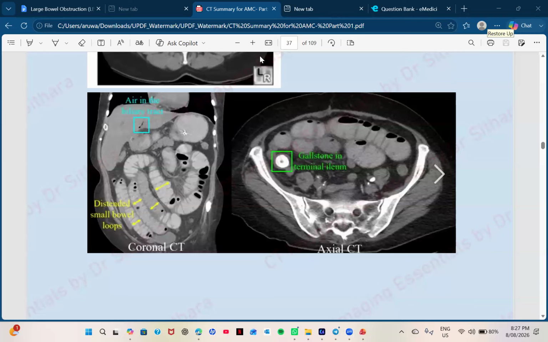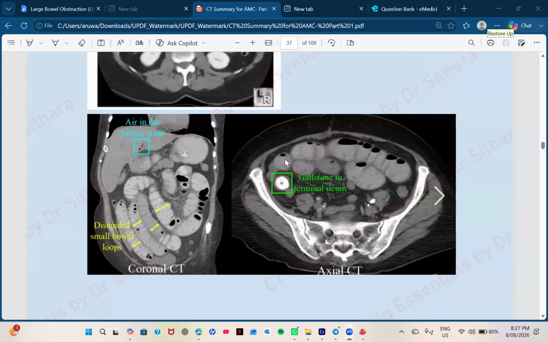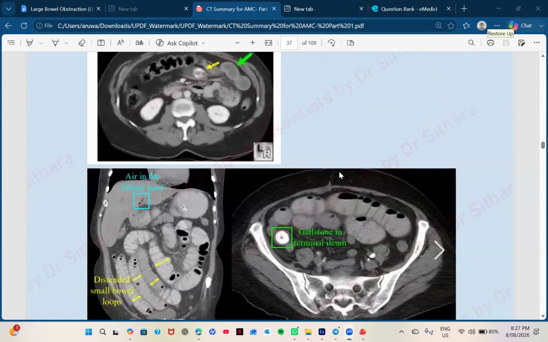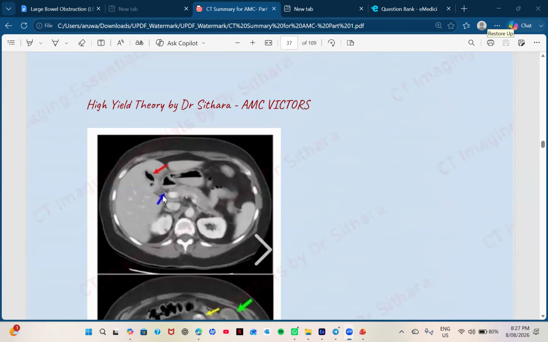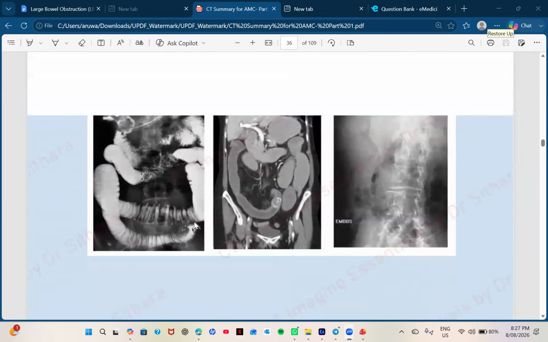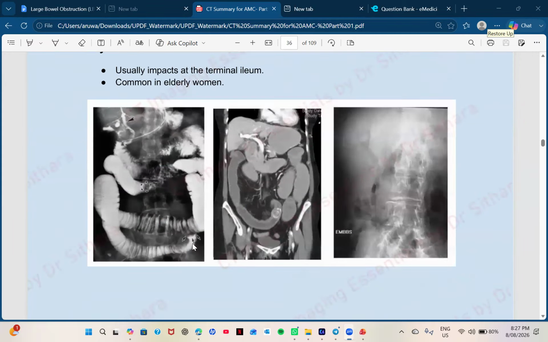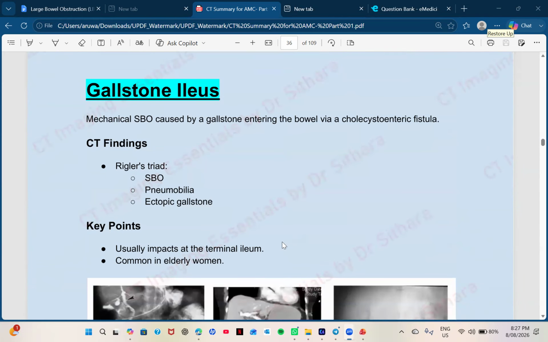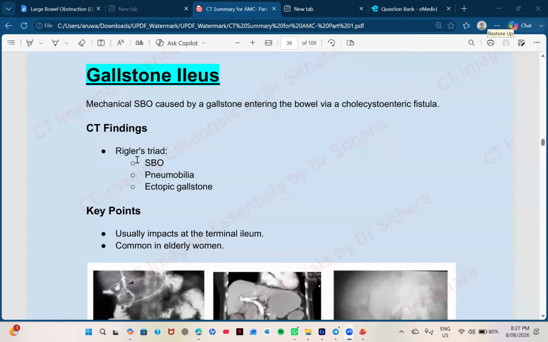Everyone okay? So this is the triad that you can see, right? This is the triad that you can see. So here also, this is also a picture. Here, the stone. Here, a stone impacted. Here also, yeah, like that. So remember the regular triad.